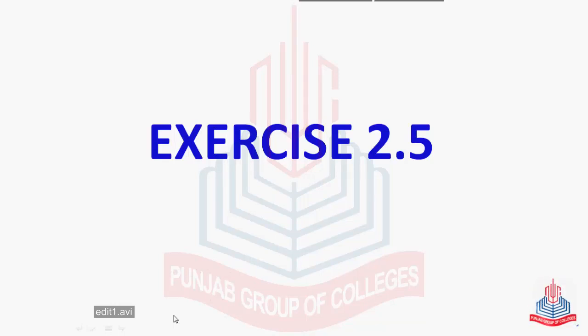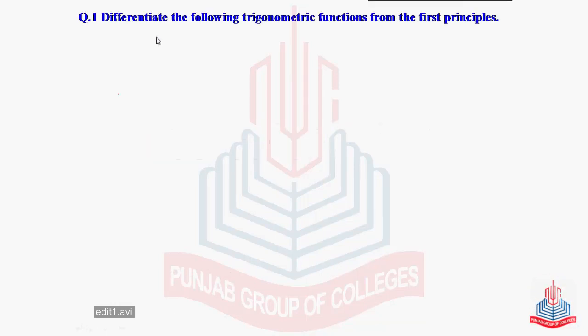Now we start our exercise 2.5. Question 1. Differentiate the following trigonometric functions from the first principle. Actually, in this exercise, we will differentiate our trigonometric functions. As we discussed in our basic six trigonometric formulas, on the basis of such formulas, now we will start with multiples of angles, or functions consisting of the sum of two functions or some operations on angles of trigonometric functions. So first of them is: differentiate sine 2x.